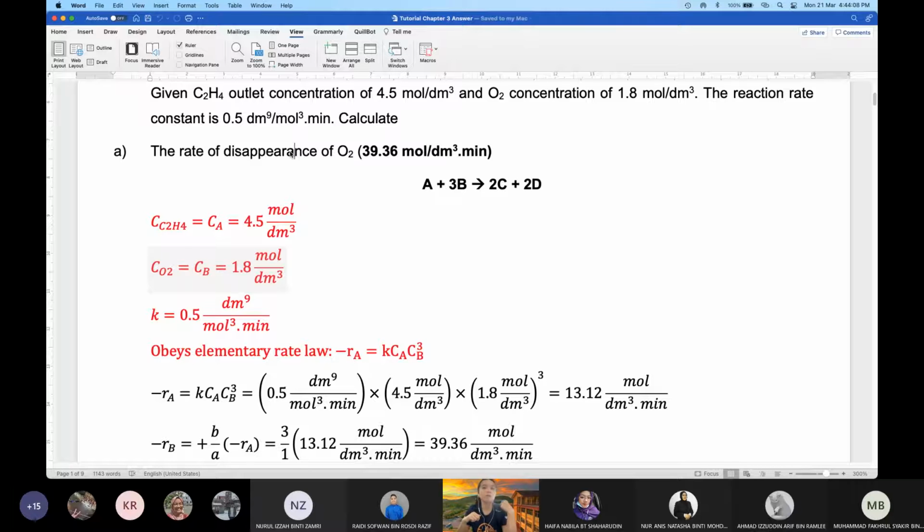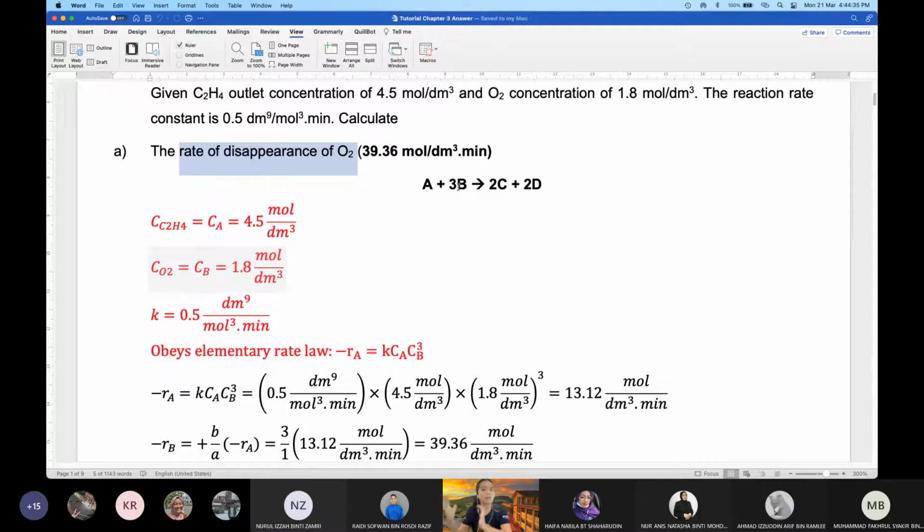Kamu tahu rate of reaction, we have rate of disappearance dengan rate of formation. Okay, apa beza dia? Rate of disappearance minus R, rate of formation positive R. Itu beza dia. R tu kalau positive means you are finding rate of formation. If you are finding rate of disappearance, dia jadi negative R. Okay, so dalam soalan ni, dia nak rate of disappearance of oxygen gas. So rate of disappearance negative R. And because oxygen is our B, so they become minus RB.